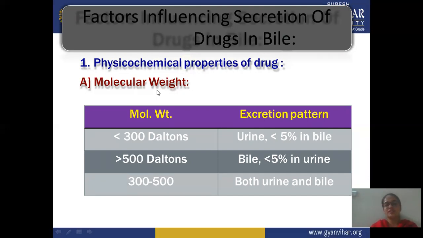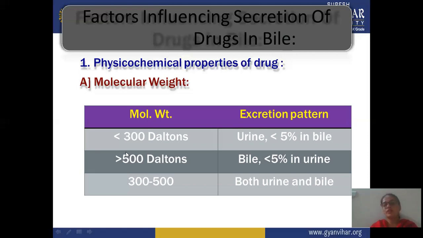If molecular weight is less than 300 Dalton, then the excretion pattern may be through urine, and less than 5% in bile. Very little amount of drug is excreted by bile. It means if your molecule is very small in size, less than about 300, more drug is excreted by the renal route or kidney, but very little concentration of the drug is excreted by the bile route, normally less than or up to 5%.